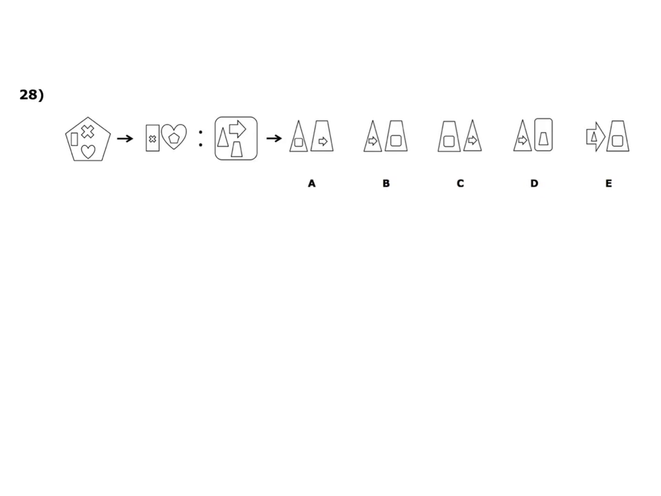Question 28. In our example, we can see the first part of the example has a pentagon shape, and inside the pentagon there is a heart, a rectangle and a cross. In the second part of the example, the rectangle has become a second shape which is larger.